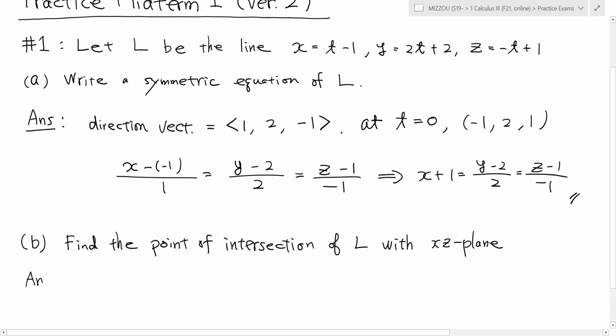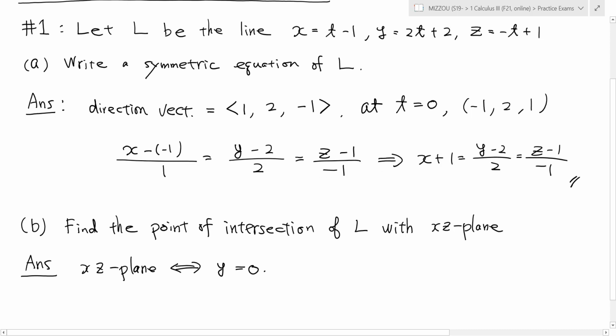So here's the answer. The xz plane is the same as saying what? Well, that is the set of all points where the z coordinate is always 0. I'm sorry, not the z coordinate, the y coordinate is 0. So y is equal to 0.